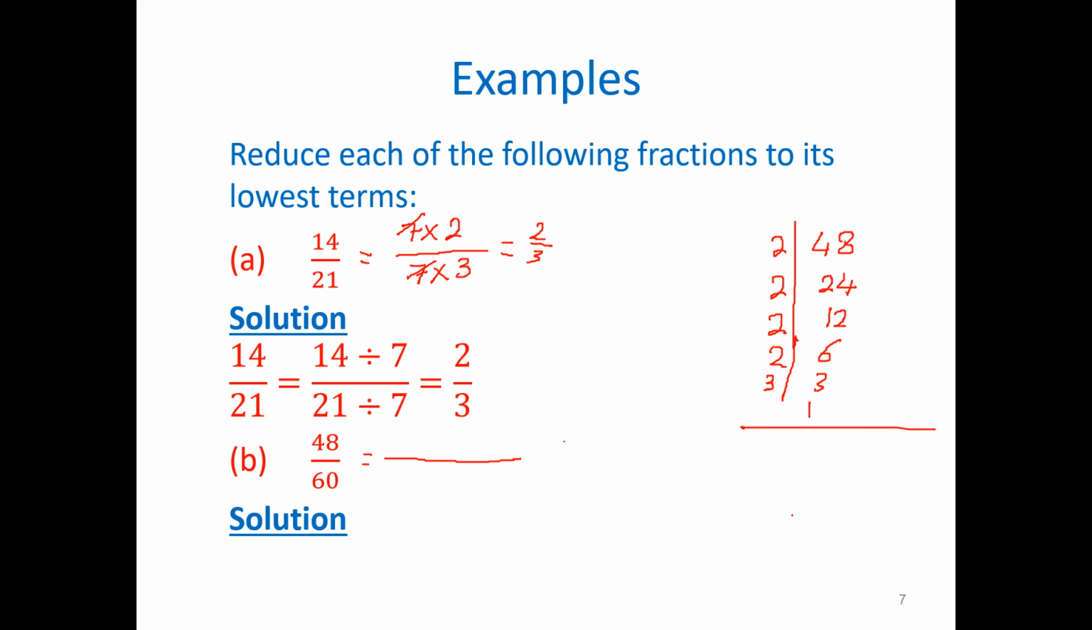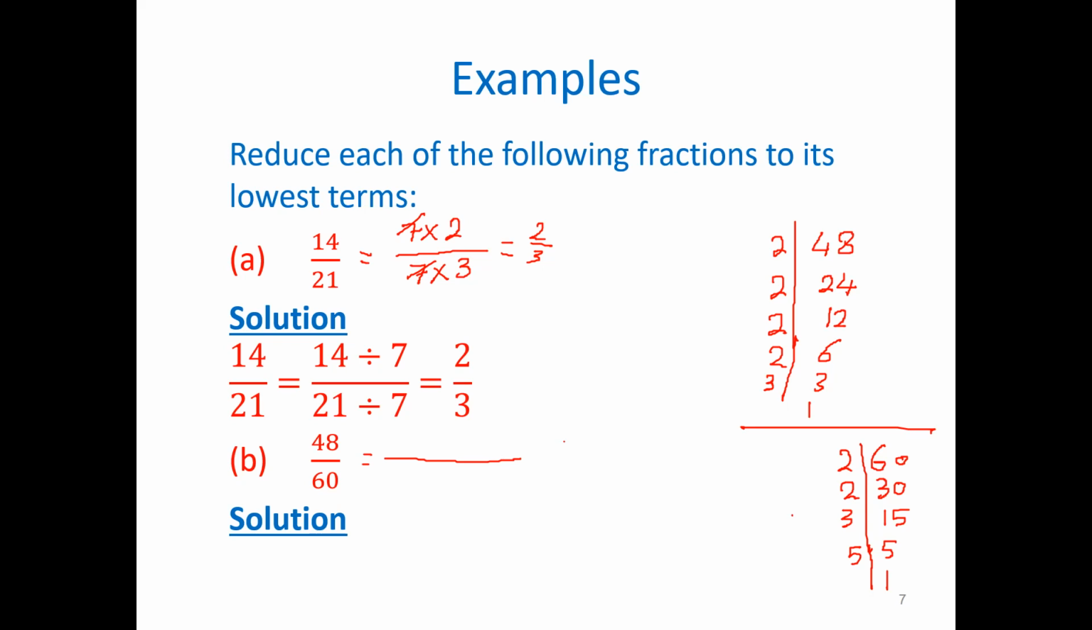And 60 will divide by 2, you will get 30. You divide by 2, you will get 15. You cannot divide by 2, divide by 3, you will get 5. And now you cannot divide by 2 or 3, you divide by 5. If somebody said, why don't you divide by 4? 4 is not a prime number, so we have to divide by prime numbers.